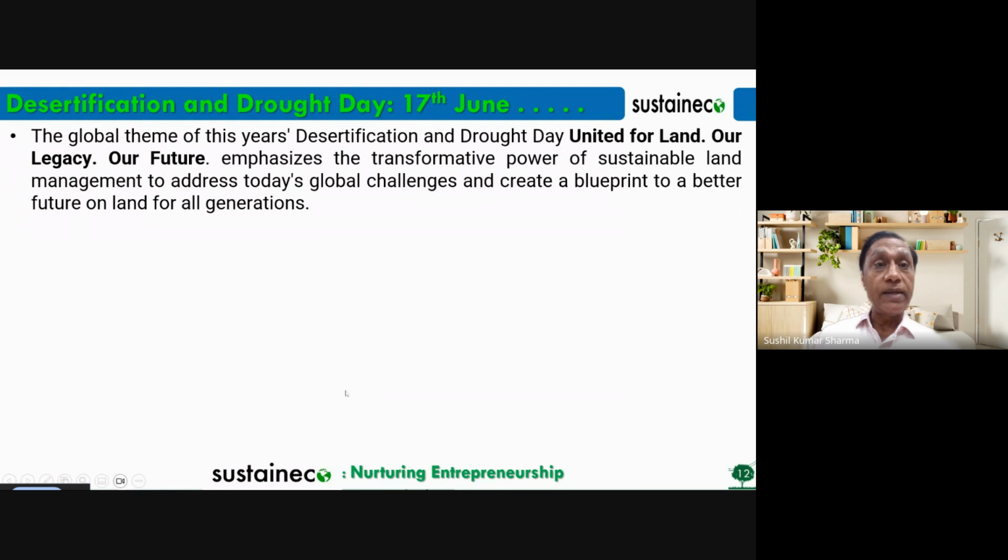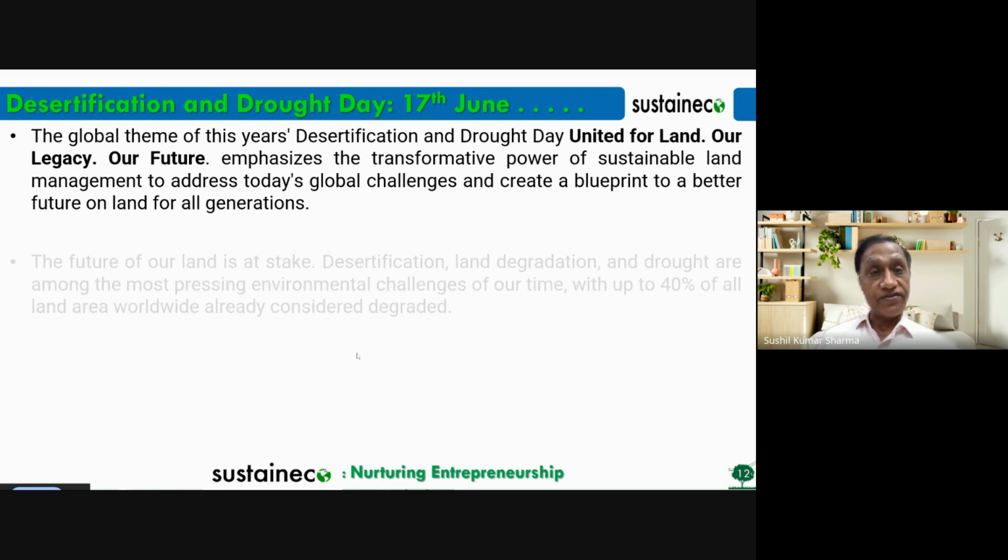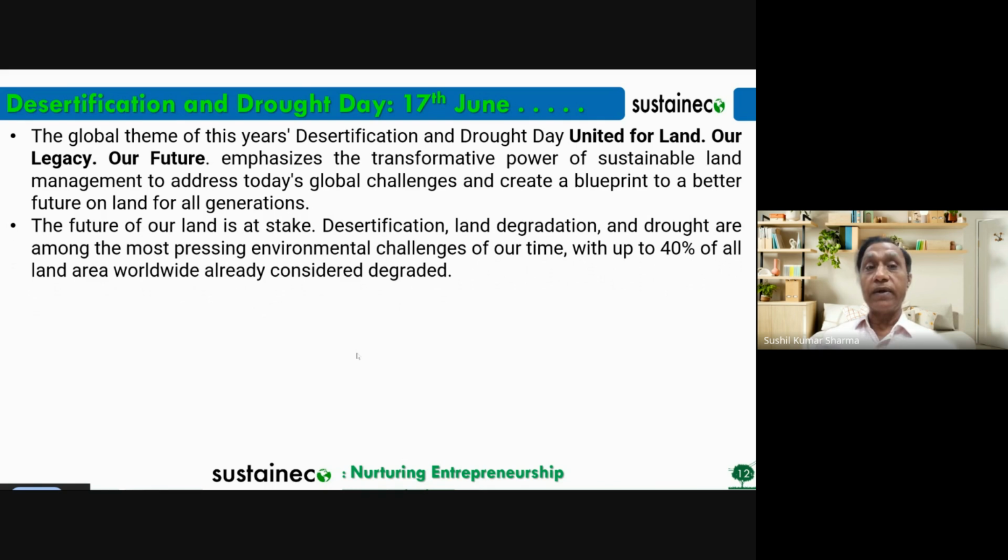The global theme of this year's Desertification and Drought Day, which will be observed on 17th June, is United for Land, Our Legacy, Our Future. It emphasizes the transformative power of sustainable land management to address today's global challenges and create a blueprint for a better future on land for all generations. The future of our land is at stake.